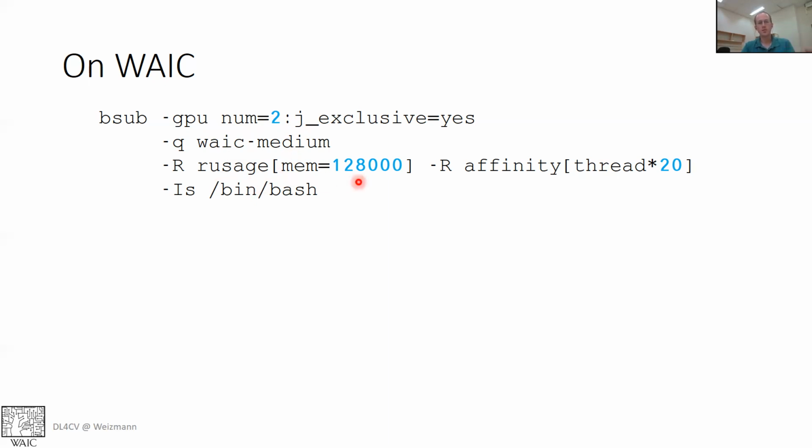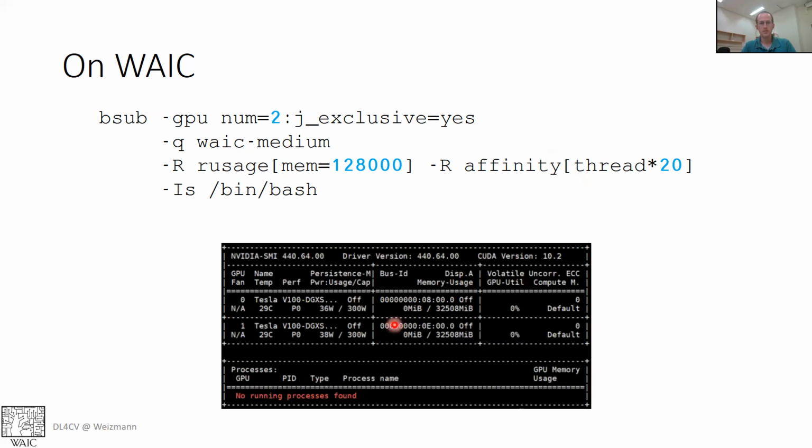But once you get a GPU, you can ask for more GPU memory and for more threads. So right now, there's roughly 64 GB of CPU RAM for each GPU on the machine and roughly 10 threads per GPU. And once you ask for this, you can run NVIDIA SMI and see that you got 2 GPUs for your process, for your job.